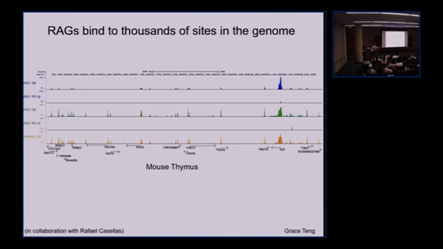was actually fairly shocking to me, that RAG1 and RAG2 bind to thousands of sites in the genome of developing lymphocytes. And this is just showing you a fairly random piece, about 600 kb of chromosome 11. This is the genome browser showing you different tracks of ChIP-seq data. You can find many, many other places in the genome that look very similar.